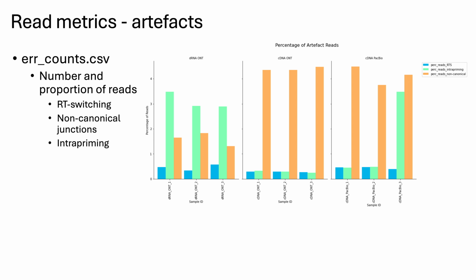SQANTI-reads also tracks common artifacts in the file err_counts.csv. These include RT switching, non-canonical junctions, and intra-priming. The bar plots here show the proportion of reads flagged for each type across samples and technologies. This is useful because artifacts can differ by platform and library prep, and seeing them broken down like this helps identify whether there might be a systematic issue.